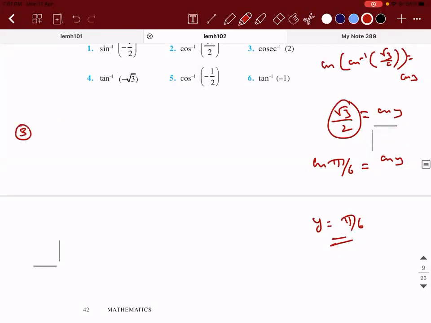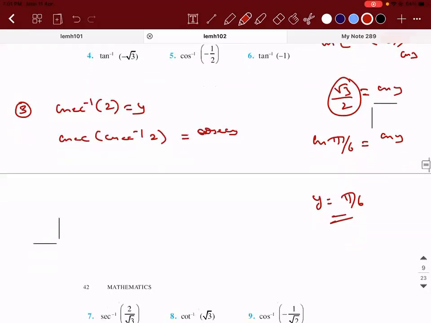So third one, cosecant inverse 2, you will assume to be y. What should I consider on both the sides? Cosecant. So cosecant of cosecant inverse 2 is equal to cosecant y. So cosecant of cosecant inverse 2 is how much? 2.